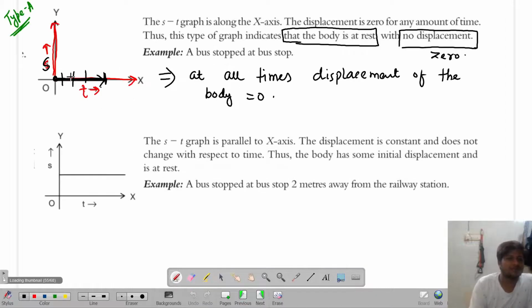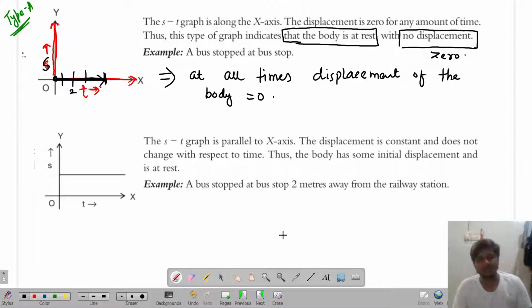but the displacement of the body is equal to 0. So for that case, I have a graph. If I draw the graph that way, what kind of graph will I get? I'll get a graph starting from 0. At t equal to 0, the body was at 0. At t equal to 1 hour, the body is still at 0. At t equal to 2 hours, the body is still at 0. At t equal to 3 hours, the body is still at 0.